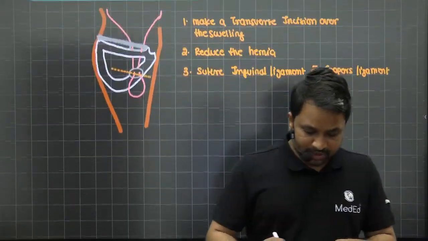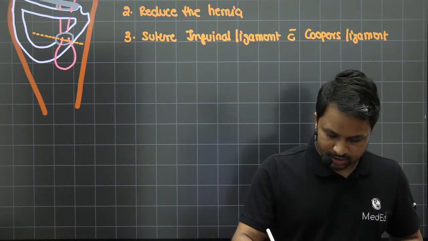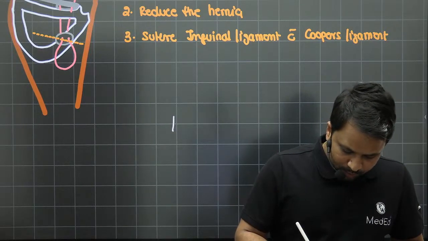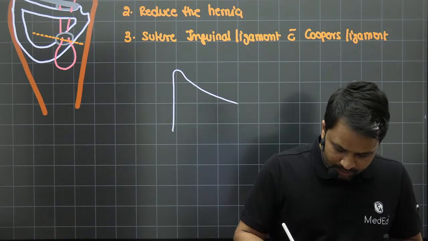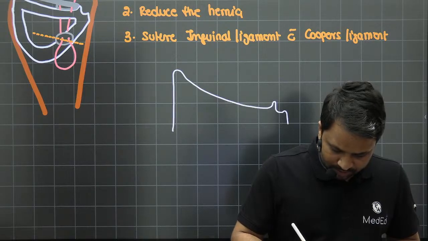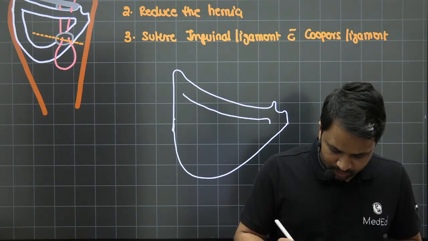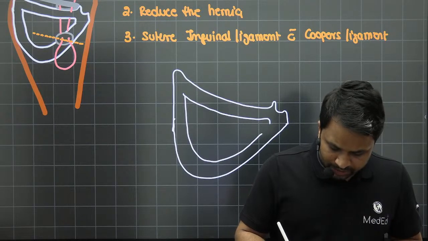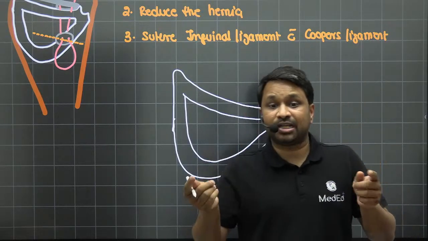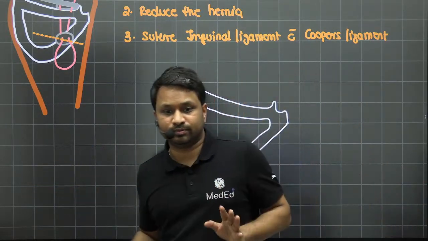Now, what have you achieved by doing this? Let's try to understand this. So you have the pubic rami, which is present here. This is the pubic tubercle. This is the pubic symphysis. And this happens to be the pubic bone, right? So nothing spectacular about it. My job is to prevent the hernia from going forward, right?